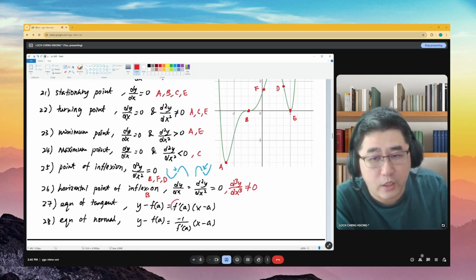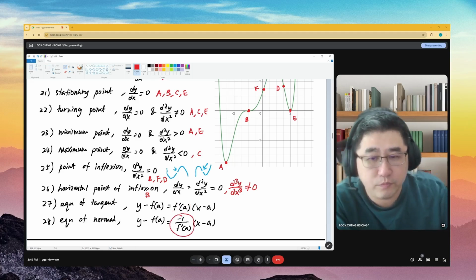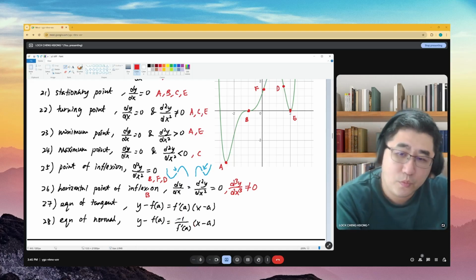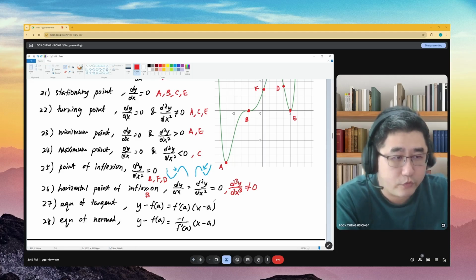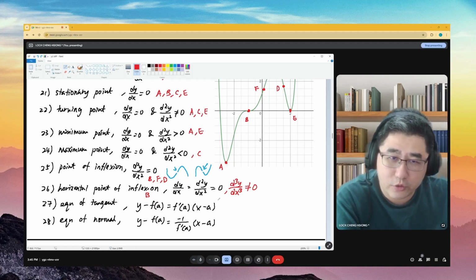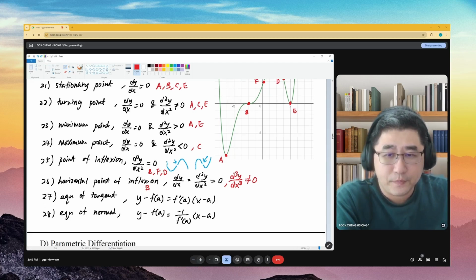After that, you have equation of tangent and equation of normal. To find the gradient value, the normal uses the negative perpendicular. So you can get the equation of tangent and equation of normal. The rest will just be explaining the questions and how you deal with them.